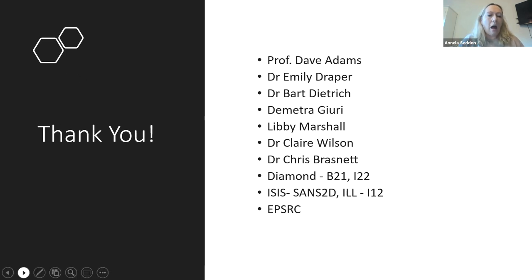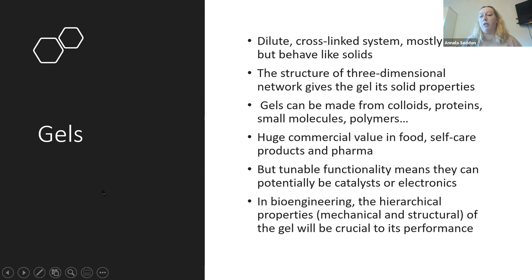So with that out of the way, I'm going to start by just giving you an overview of a gel so you can get an idea of the kind of materials I'm talking about. We can define a gel as a dilute cross-linked system, which is mostly liquid but behaves like a solid. So really the materials I'm talking about today are 98-99% liquid. What we have is effectively something that is going to form a fibrous network in three dimensions, and that's going to trap this liquid inside the network. So gels are interesting in this respect because effectively we're trying to structurally understand something that's almost entirely solvent. We have this tiny fraction of this fibrous network, which is going to give it the solid-like properties that we're interested in.